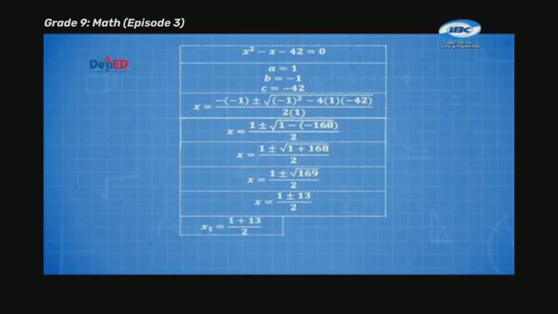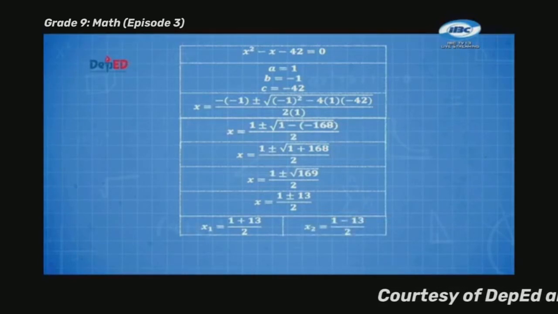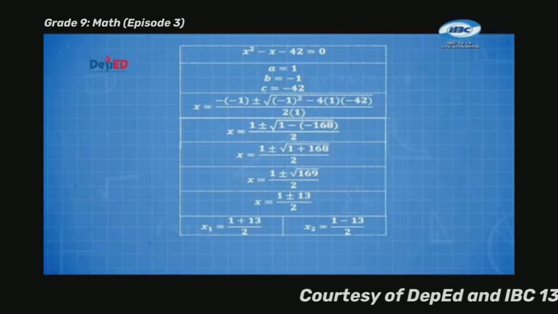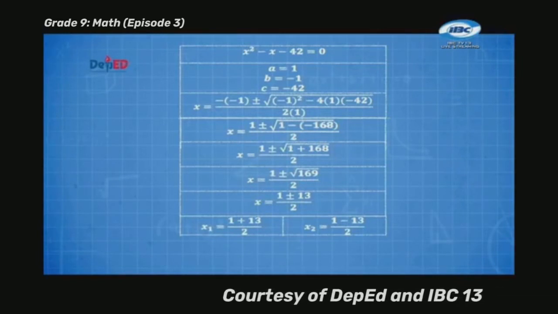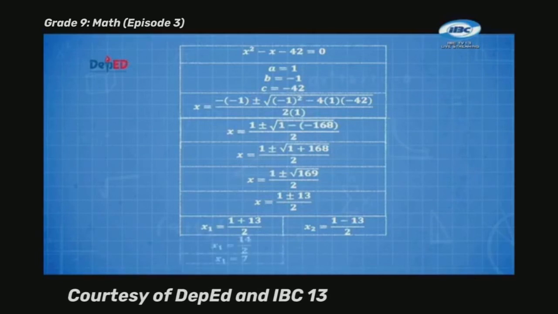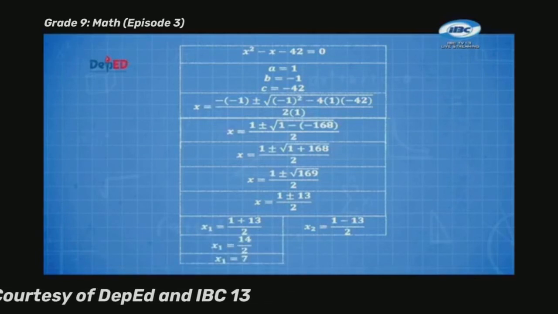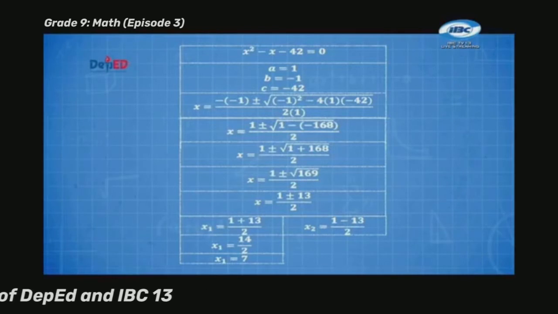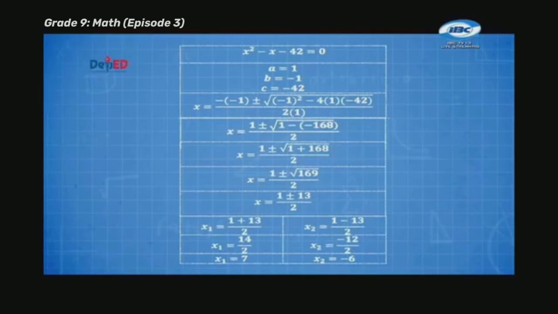x sub 1 equals 1 plus 13 all over 2. x sub 2 equals 1 minus 13 all over 2. Then, we find the value of x. x sub 1 equals 14 divided by 2, and hence, one of the roots of the equation is 7. x sub 2 equals negative 12 divided by 2, and therefore, the other root is negative 6.